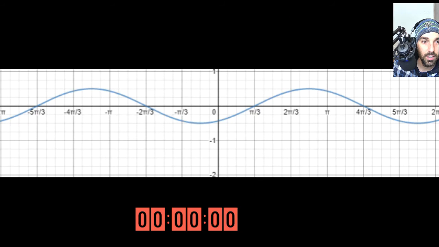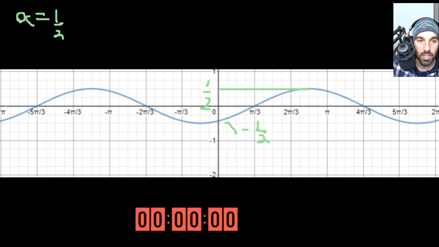It looks like my midline hasn't changed. Sorry, I always call it a center line. So I'm not shifted up or down, but it does look like, if you take a look here, that's exactly halfway between 0 and 1. So that's going to be 1/2, and then this is going to be negative 1/2. So my amplitude has changed. My A is going to equal 1/2. My period hasn't changed, and I think that's it. I didn't move up or down.